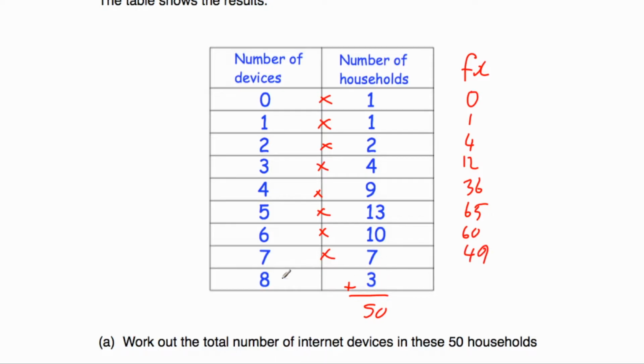3 households there's 8 internet devices in each of those households. 3 times 8 would be 24 altogether in those 3 households. And we want to work out the total number of internet devices in these households. So if we add up this FX column, we will find the total number of internet devices.